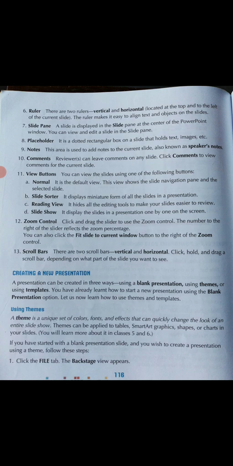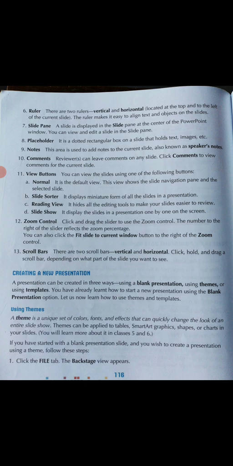So here the next one is your ruler. And how many types of ruler are there? There are 2 types of ruler. One is your vertical ruler and another is your horizontal ruler. Clear? This ruler is basically used to make the correct position of our text or image. Align means what? To put in a correct position.